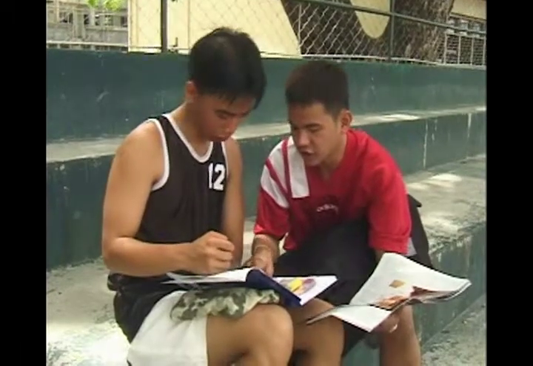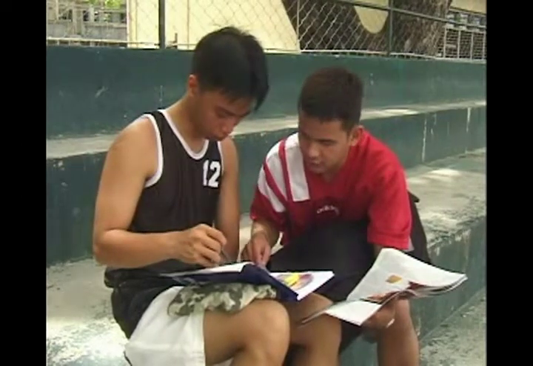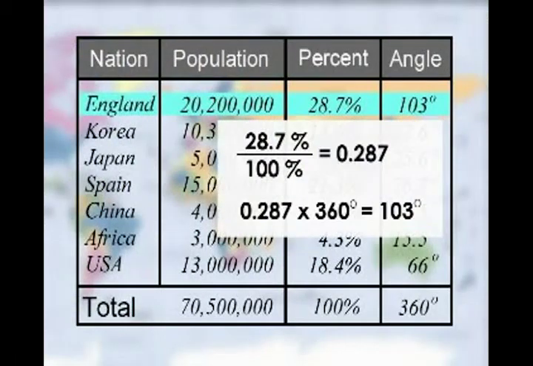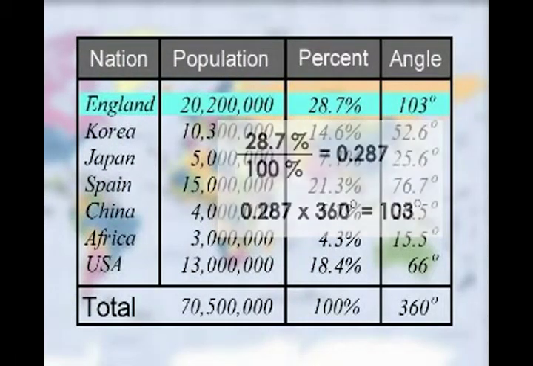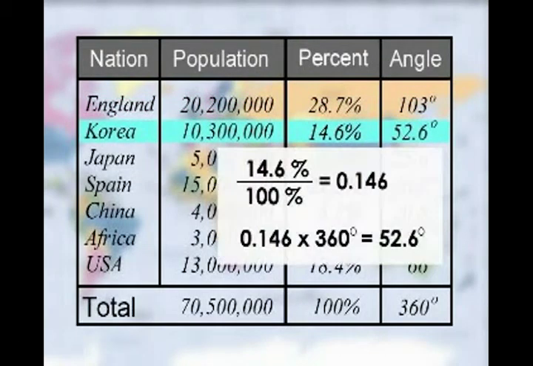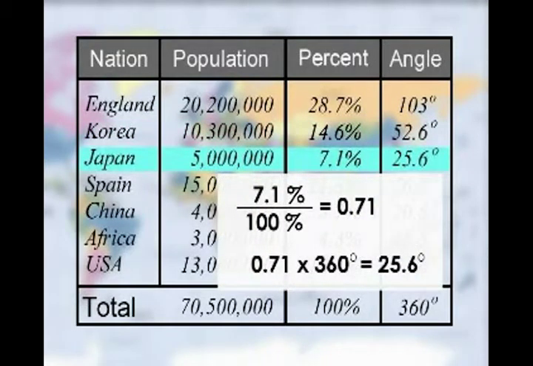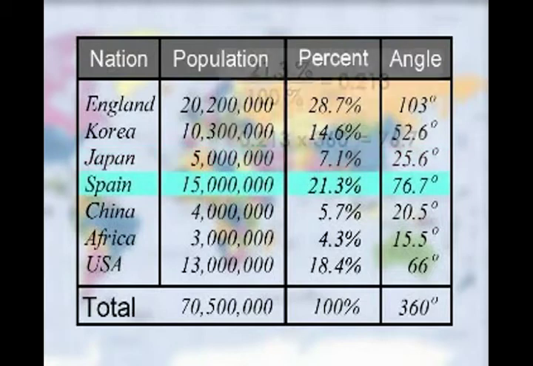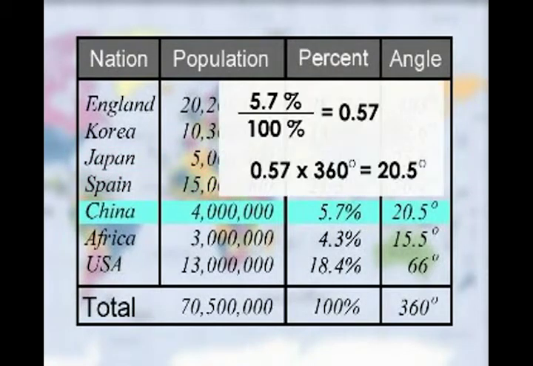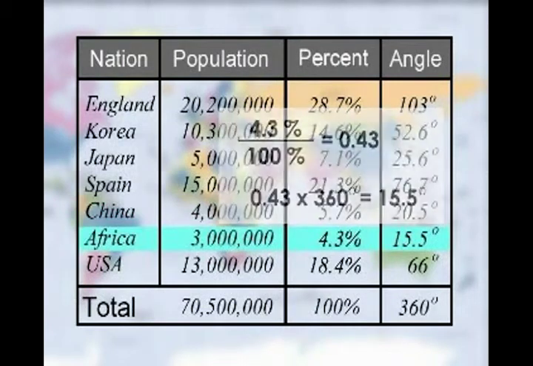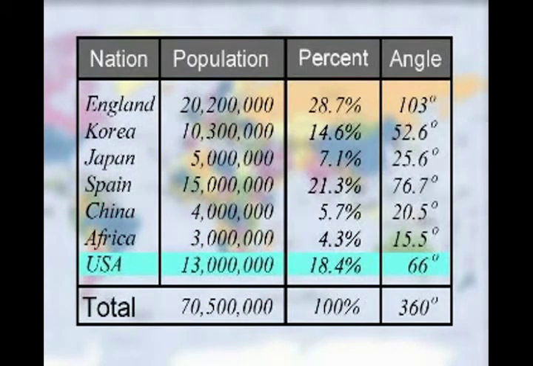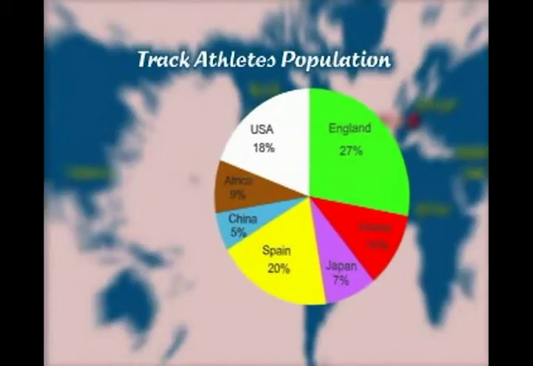Now figure out the central angle measure for each sector. Use the percentages for each nationality and the fact that the full circle contains 360 degrees. 28.7% of 360 is 103 degrees. 14.6% is 52.6 degrees. 7.1% is 25.6 degrees. Draw the circle with a compass.